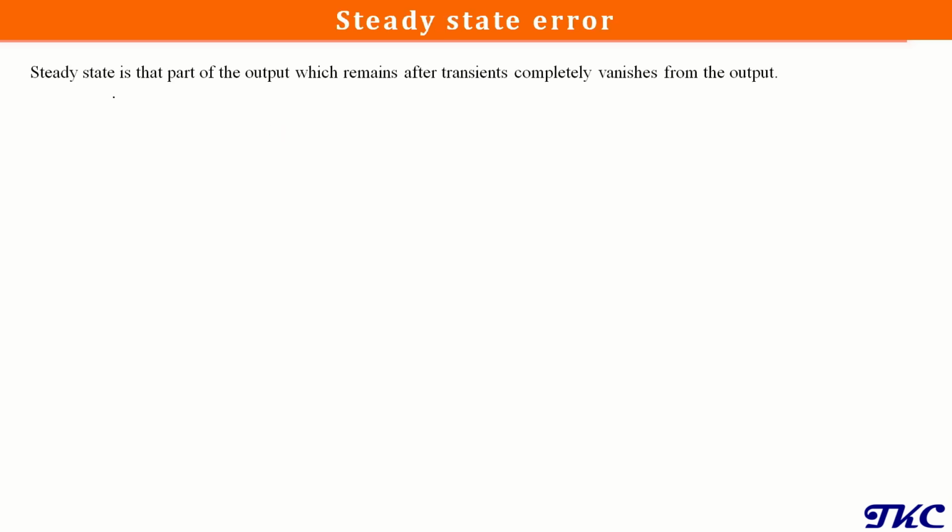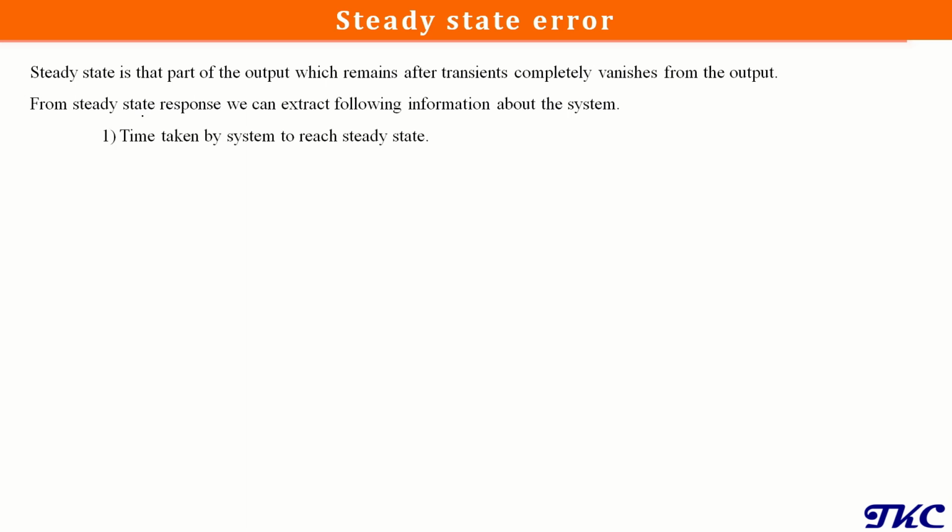use. Let's start. So we know about the steady state response: it is the part of the total response that remains after the transient response completely dies out. Or in other words, we can say that the response of the system that remains when time t tends to infinity will be the steady state response. So when we have the steady state response of the system, we can extract various information from it. Let's see what those are.